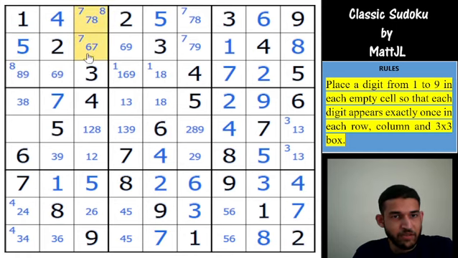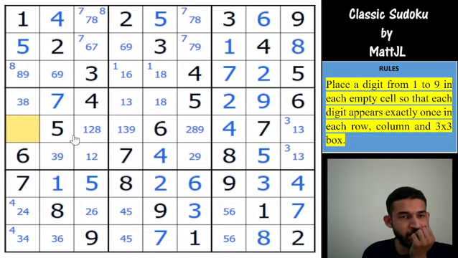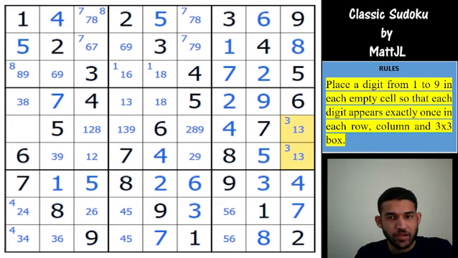So 6, 8, 9, 7 is in one of these cells and 9 is in one of these cells, right? Because 9 cannot go here. So 9 goes here. So this is not a 9. This becomes 1 and 6. Is there something going on here, guys? There seems to be something going on there. I'm not really able to see clearly what is actually going on there.